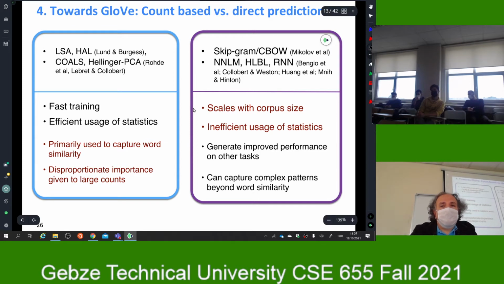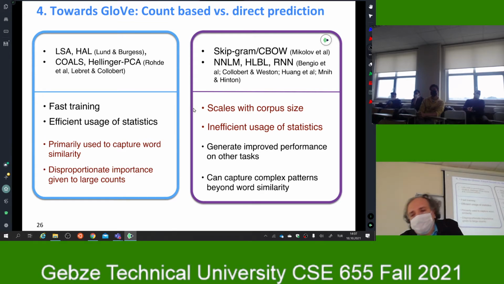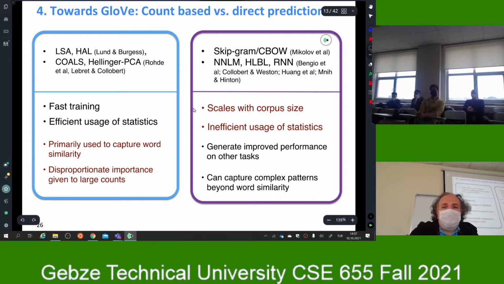our skip-gram or continuous bag of words approach, the word-to-vec approach, is very good in terms of scaling with corpus size. If my corpus is very, very large, the algorithm doesn't change, and it scales very well. The vectors come back very nicely. It doesn't include any PCA or singular value decomposition stuff. It scales with corpus size, but it is an inefficient usage of statistics. You need lots of data for this one to work. It doesn't work with small data.